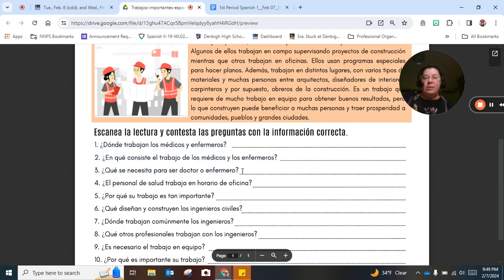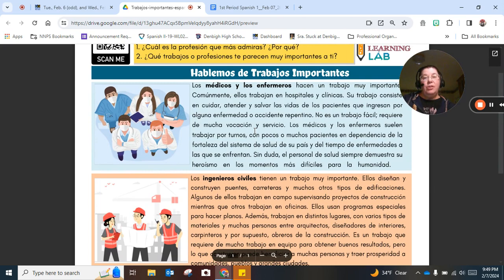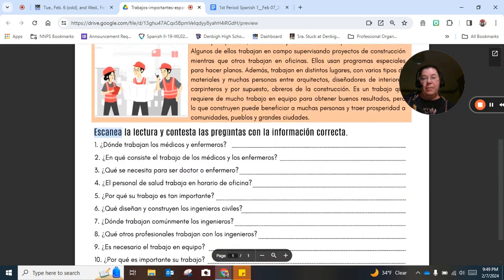One thing that I noticed is people saying, oh yeah, I know what you need to do to be a doctor or a nurse. You have to have all this education. That's really cool. It's super true. But remember, the directions are escanea, scan, la lectura, the reading. And you've got to go in here to do it. So, ¿dónde is where? Trabajan, work. Médicos, doctors. Enfermeros, nurses. And as a class, we figured out what this question asks us.